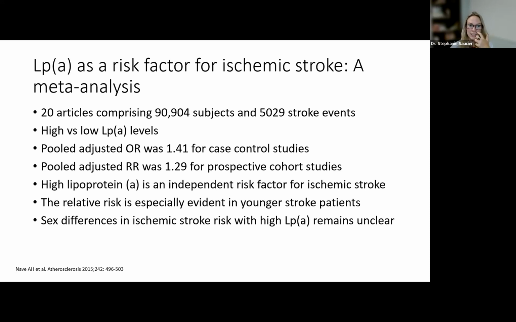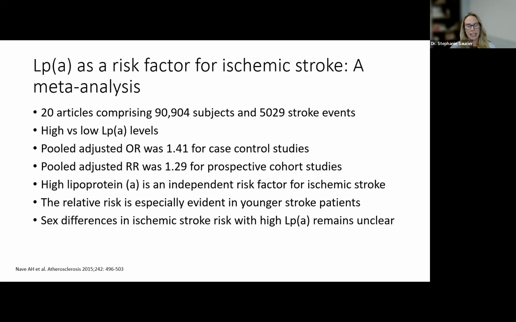And the relative risk is especially evident in younger stroke patients. And I think this is where a lot of the key important information is for ischemic stroke patients with Lp(a): younger patients really have a significantly elevated relative risk. Sex differences in ischemic stroke still remain unclear based on that meta-analysis.